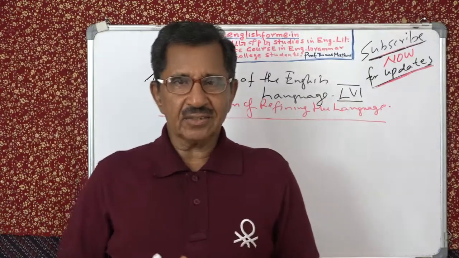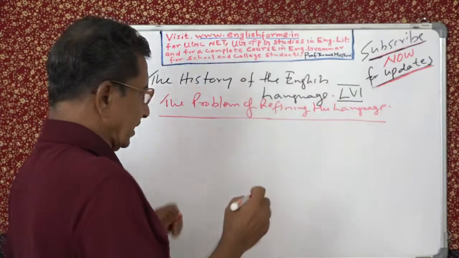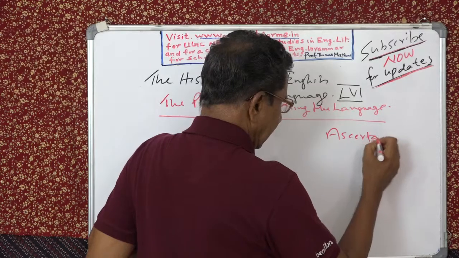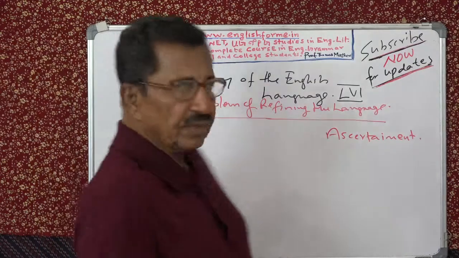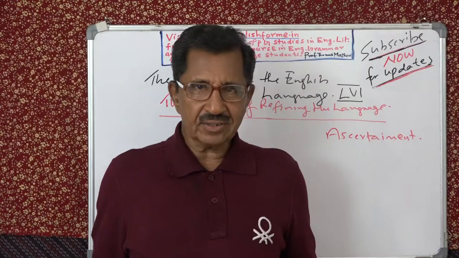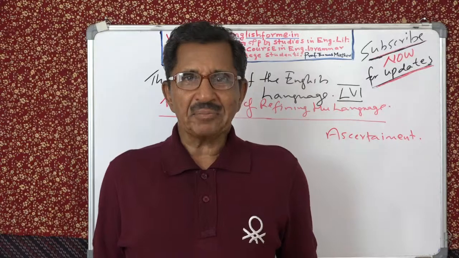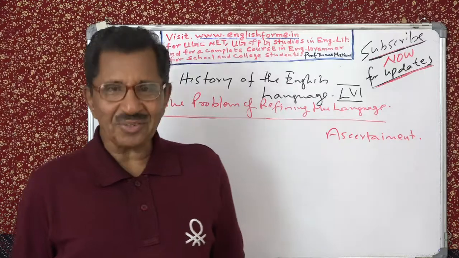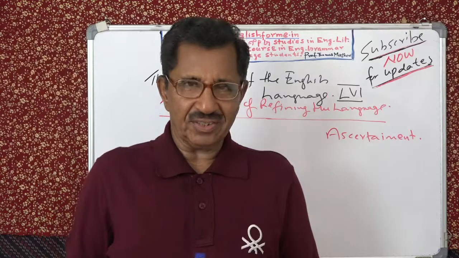The general mood of the 18th century we have seen is ascertainment. And we have also seen that the situation of the language is expressed by Dryden and Johnson using one adjective, and that is barbarous. Our language is a barbarous language, says Dryden and also Johnson. See that? So, there are many faults.